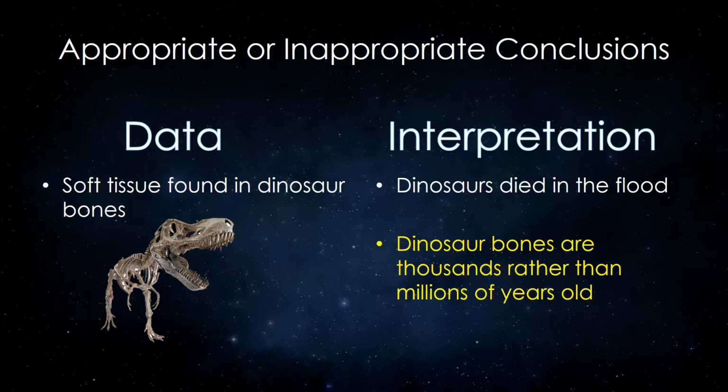Since we wouldn't expect soft tissue to be preserved for millions of years, a reasonable interpretation of this data would be that dinosaur bones are only thousands rather than millions of years old. Without any additional evidence, speculating on how the dinosaur died goes beyond this particular data.